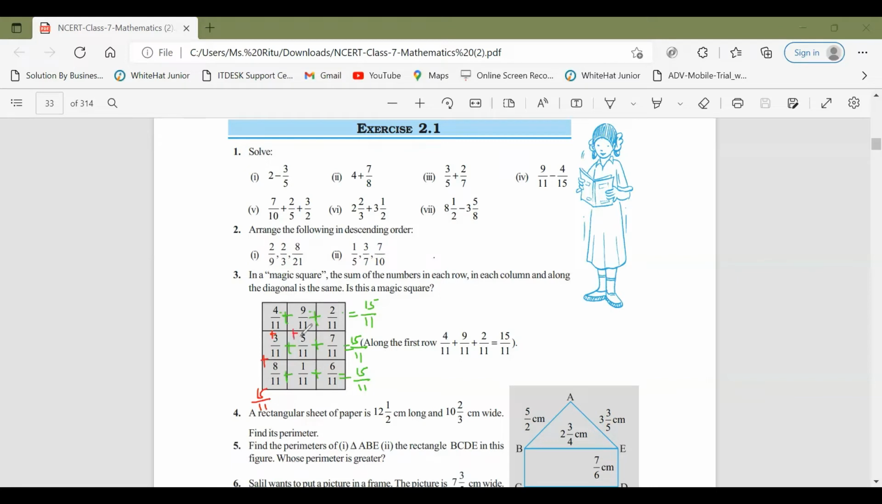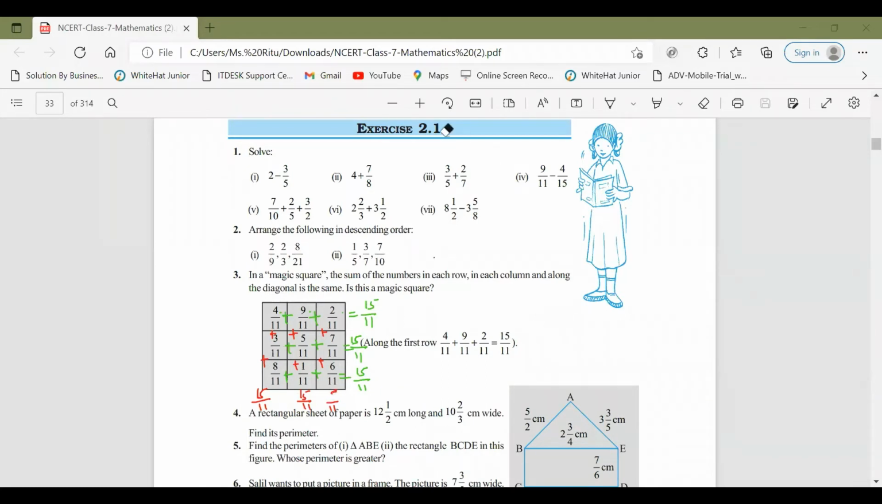9 plus 5, 14 plus 1, 15. So it would be 15 by 11 again. Last column, 2 plus 7, 9 plus 6, 15. So columns ka bhi sum bilkul same aa raha hai, that is 15 upon 11. I'll write this part again, just a second.